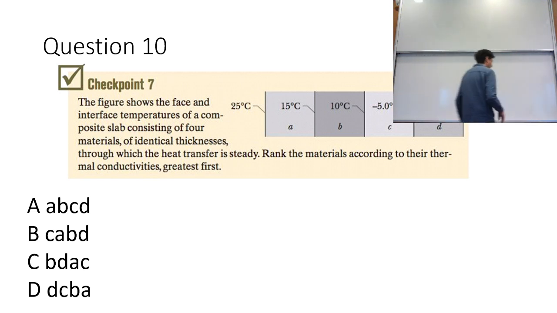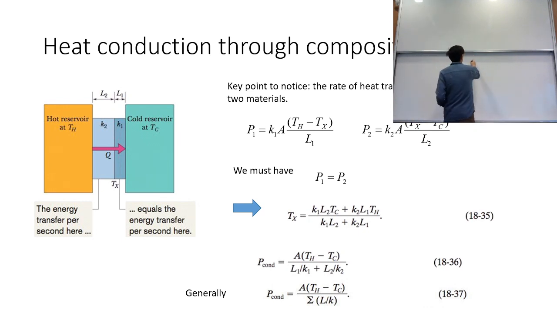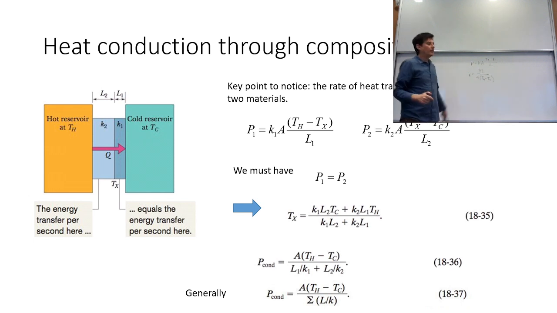Let's look at that mathematically first. The formula is P equals K A (T_H minus T_C) over L. We're talking about thermal conductivity, so let's rearrange it for K: K equals P L over A (T_H minus T_C). That's the quantity we're talking about here.